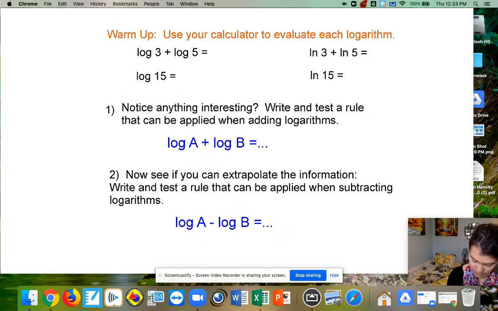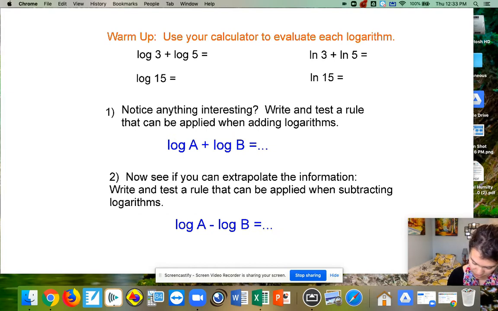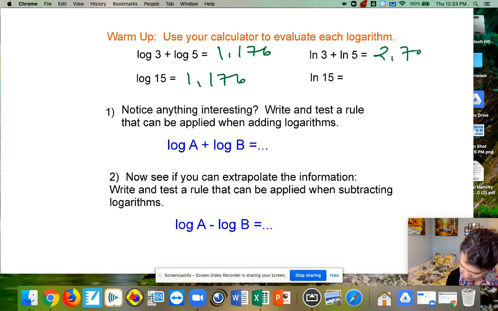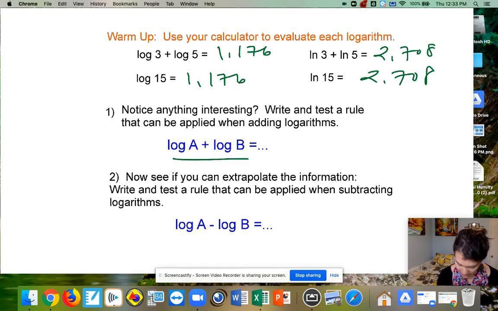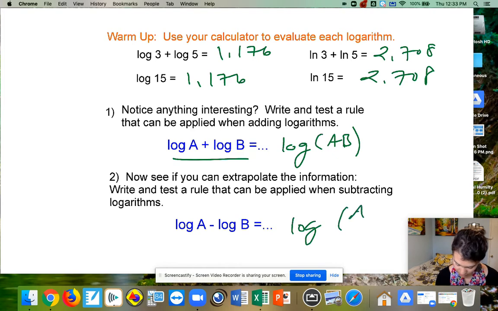So you should get 1.176 and 1.176 and 2.708 and 2.708. So if you're looking at the pattern here, whenever you have two logarithms added together, that's the same as the log of their product. And when you have them subtracted, that's the same as the log of their quotient.